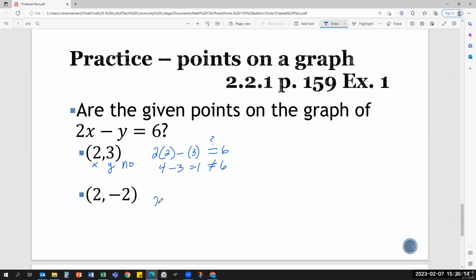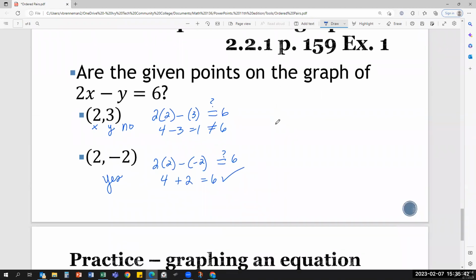Well, I do the same thing. I plug in 2 for x and negative 2 for y, and I want to see if that comes out equal to 6. Well, 2 times 2 is 4, minus negative 2 becomes plus 2, and 4 plus 2 is 6. Sure enough, it does. That's what we wanted it to equal. So that's a yes. Whatever else might be on that graph, we know for sure it has the point (2, -2) on it, right?